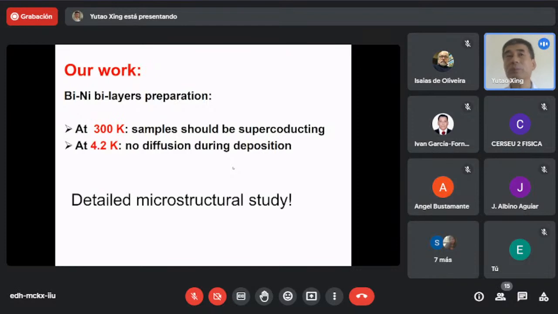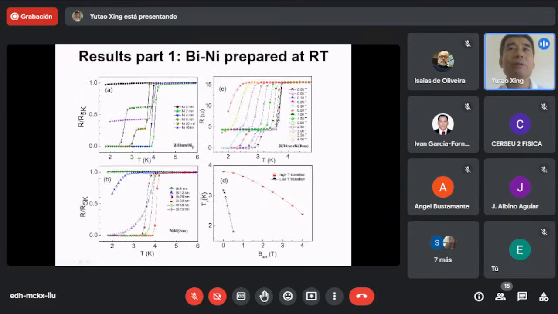And then we also prepared samples of the bilayer at 4.2 Kelvin. Why do we do this? Because at 4.2 Kelvin, the temperature is so low that there's no diffusion between the two layers. And then we performed a very detailed microstructural study to see what happened at the interface, because the interface is very important. So first of all, I would like to show the transport measurement.